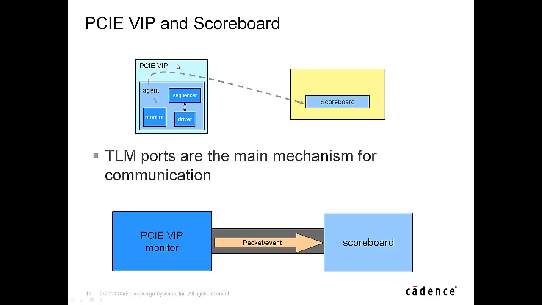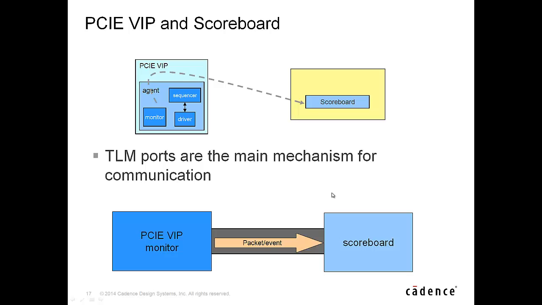PCI Express VIP is an encapsulated verification component with sequencer, driver and monitor, and each monitor has many UVM analysis ports which allow the data to be transferred from the monitor to the scoreboard. So the main communication mechanism between the PCI Express monitor and a scoreboard is via TLM ports.